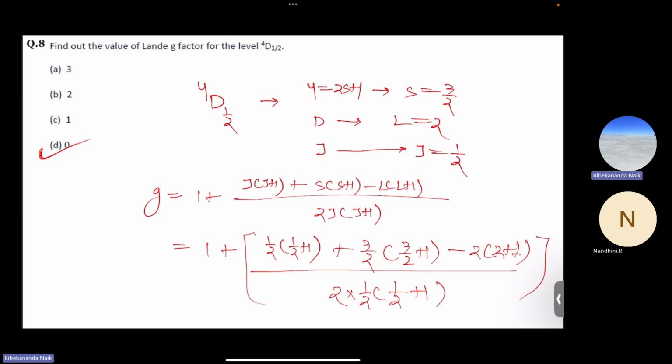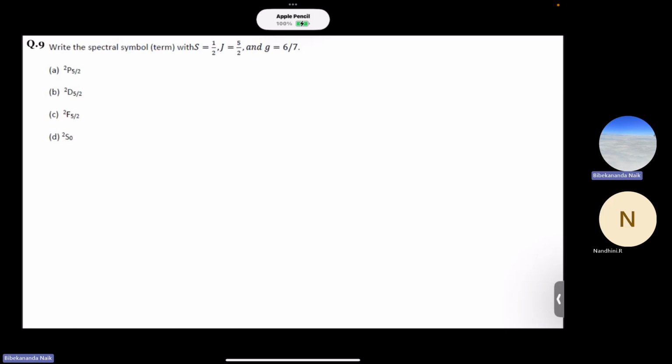Okay, so let's go to the next question. The question says, write the spectral symbol with S equals half, J equals 5 by 2 and g equals 6 by 7. Now, the options are option A, 2P 5 by 2, option B, 2D 5 by 2, option C, 2S 5 by 2, and option D, 2S 0. So can you tell me how we can find out the spectral symbol?